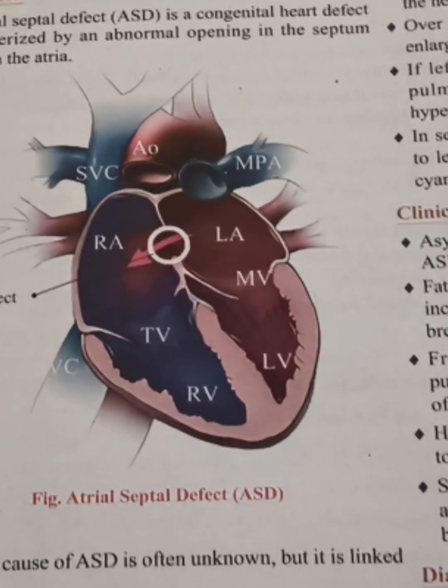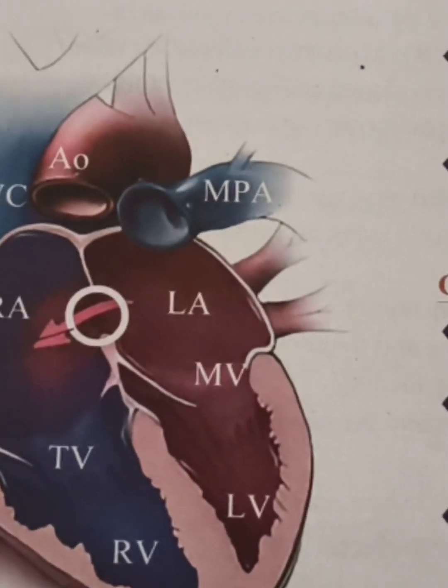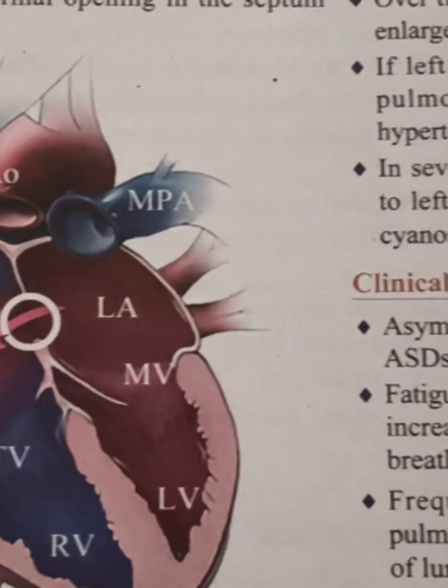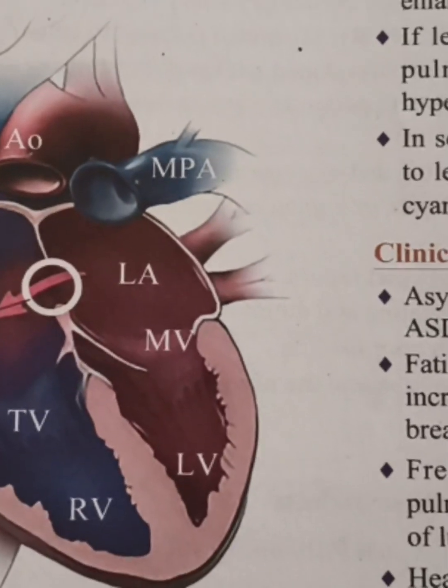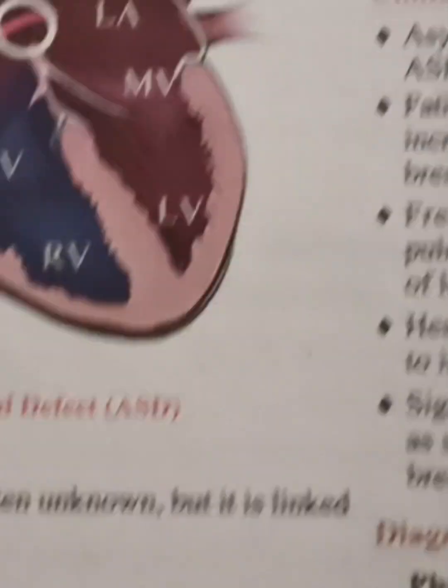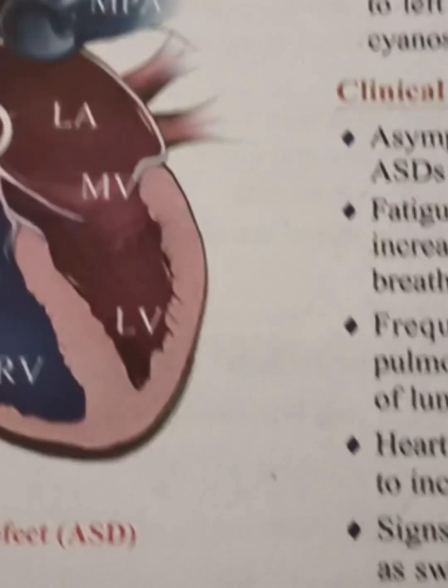That is atrial septal defect. See, this is an atrial septal condition. We also call it by another name, ASD. In short form, we call it ASD. Understood? This is a normal heart structure.